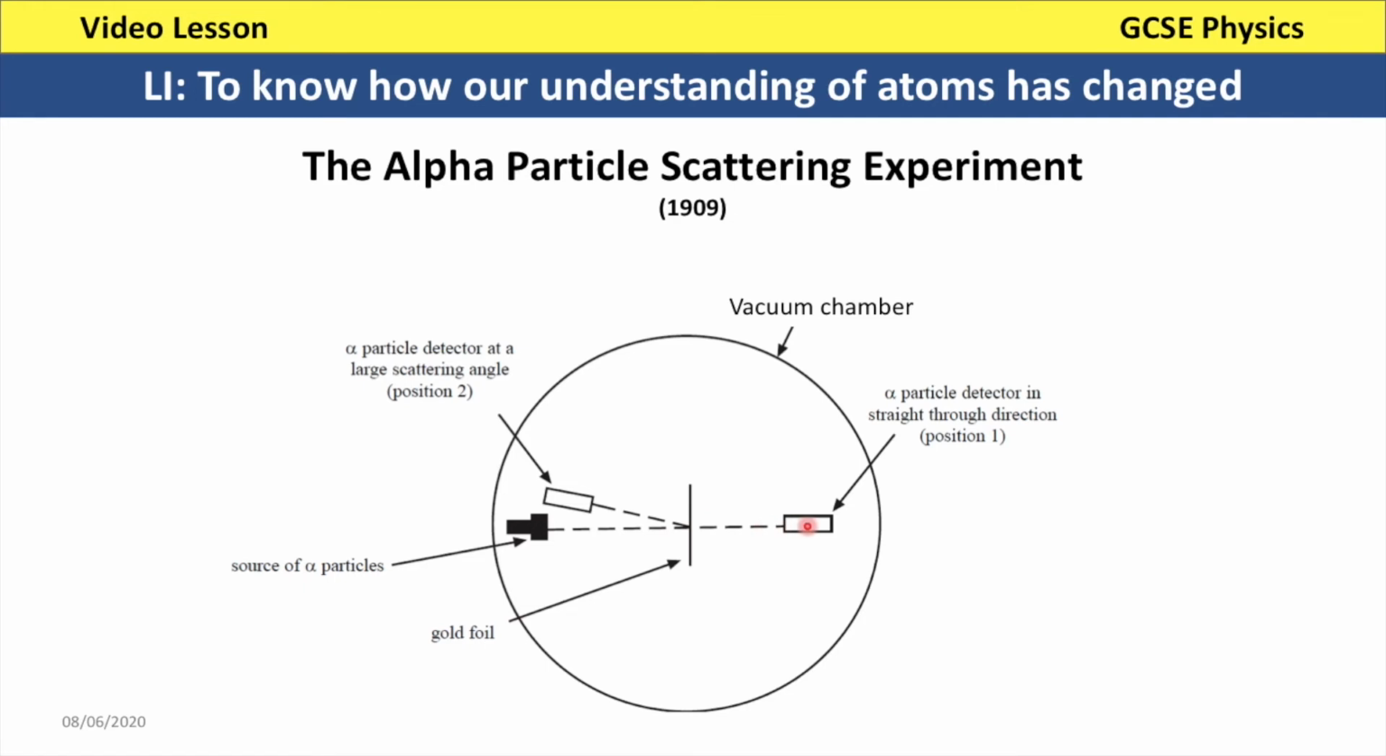Now, what they obviously found was that the vast majority of the alpha particles went straight through the gold foil and were detected by the detector there. But as the videos just explained to us, a very small number of alpha particles, when they got to the gold foil, were actually deflected back by a very large angle and detected on the same side of the gold foil as the source of the alpha particles was.